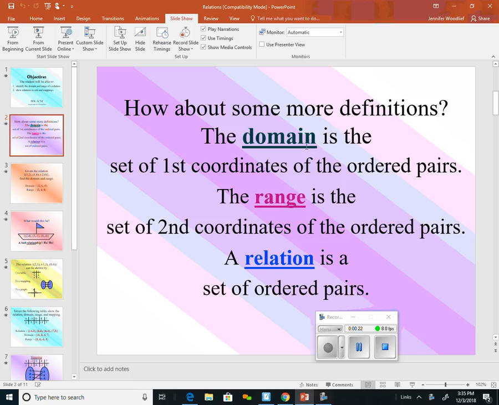Well, the first is the domain. The domain is the set of first coordinates of the ordered pair, which is your x values. The range is the set of second coordinates, which are your y values. So domain is your x values, range is your y values. A relation is a set of ordered pairs. So when you put these as a set of ordered pairs, that's your relation.